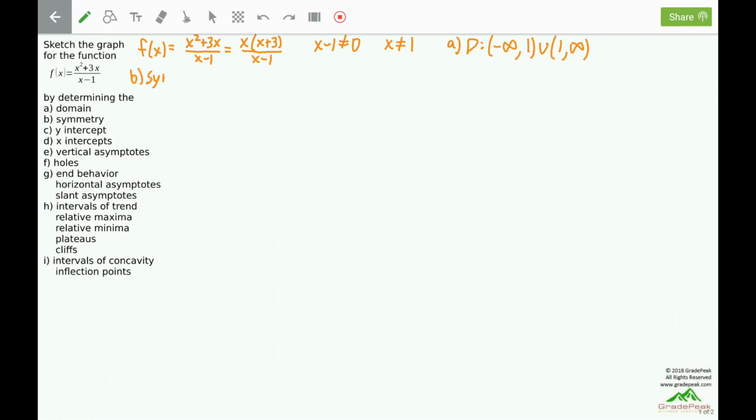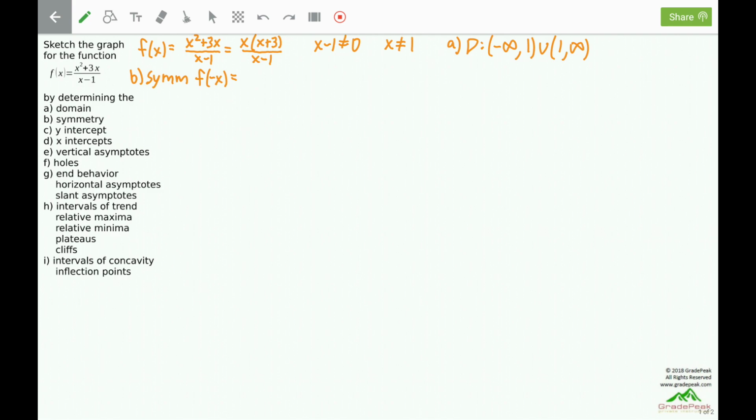For part B, we want to determine if there's any symmetry. This is done by evaluating f of negative x and comparing it to the original function f of x. f of x is made up of, in the numerator, an even power of x, which will have y-axis or even symmetry, added with an odd power of x. This is an implied first power, which will have origin or odd symmetry. Since the two do not match and they are added together, f of x will have no symmetry.